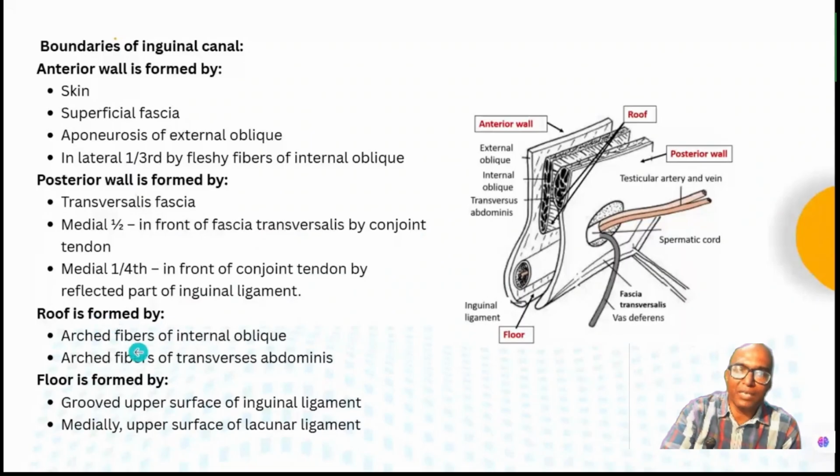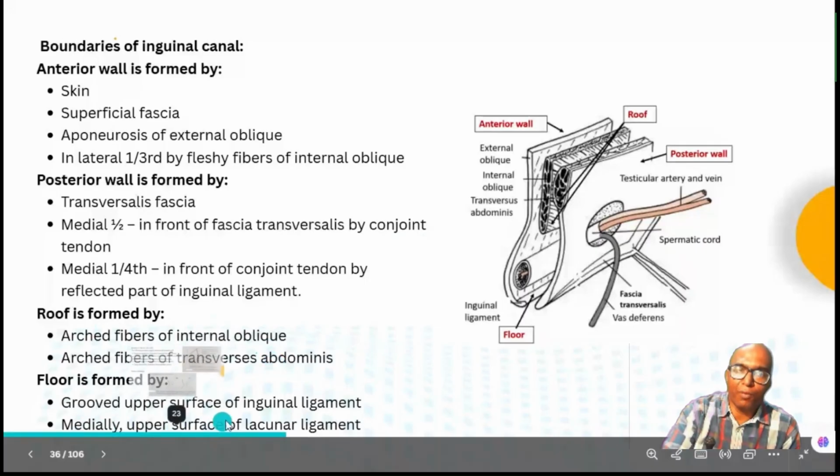The roof is formed by the arching fibers of the internal oblique and arching fibers of the transversus abdominis, and the floor is formed by the grooved upper surface of the inguinal ligament and medially by the upper surface of the lacunar ligament. So these are the boundaries of the inguinal canal.